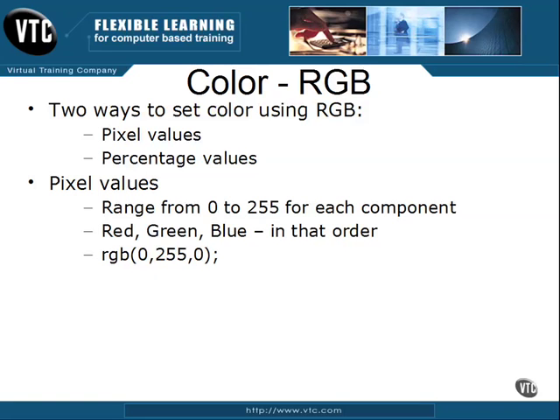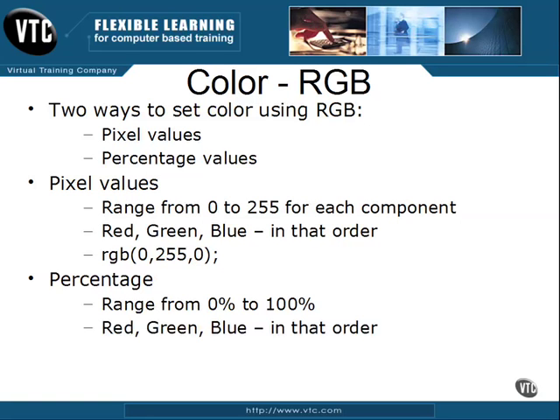Next, we take a look at how to define colors using our percentages. Percentages are going to be on a range from 0% to 100% for each one of the components of red, green, and blue, and just like using pixel values, they need to be specified in that specific order as well. So in our example, we have RGB 100%, 100%, 100%. So that's going to produce a white color. Just like with the pixel values, if we end up having 0, it means an absence of that color. However, with our percentages, 100% is representing that color fully.